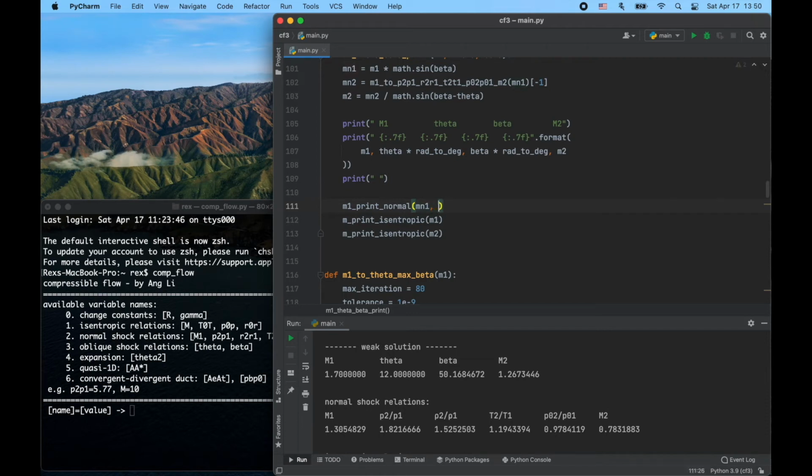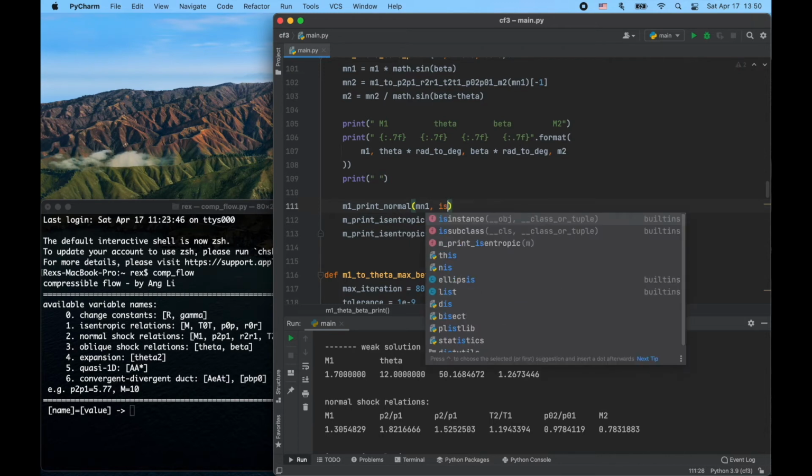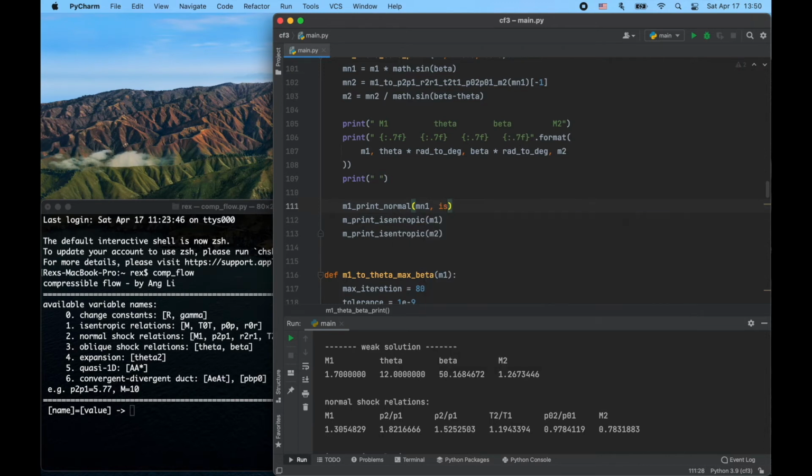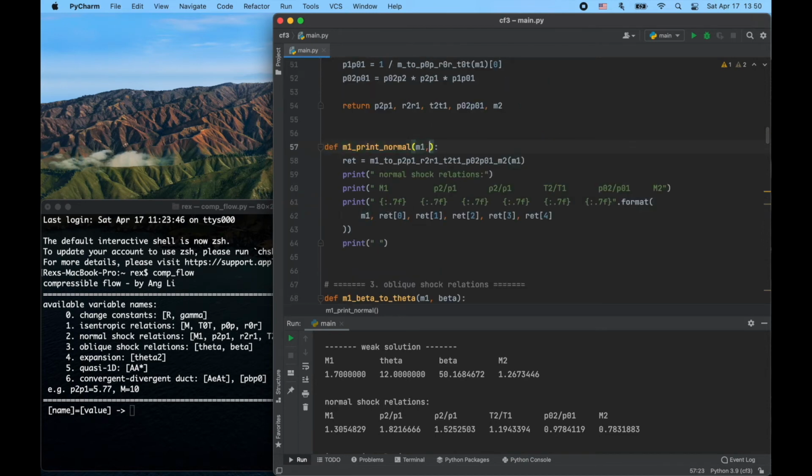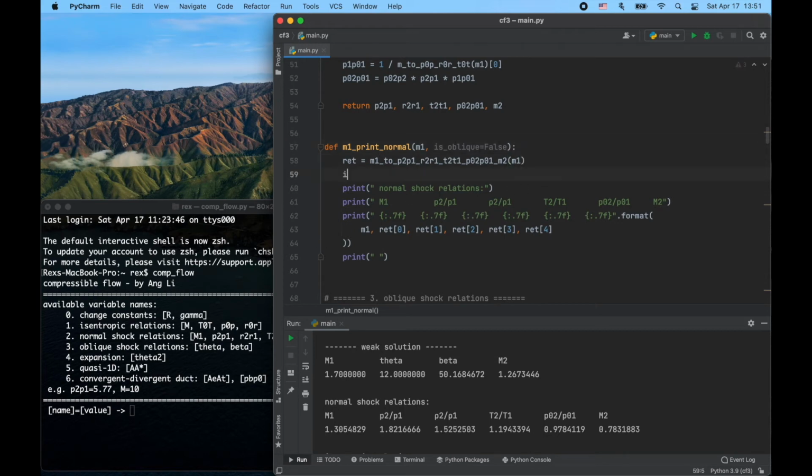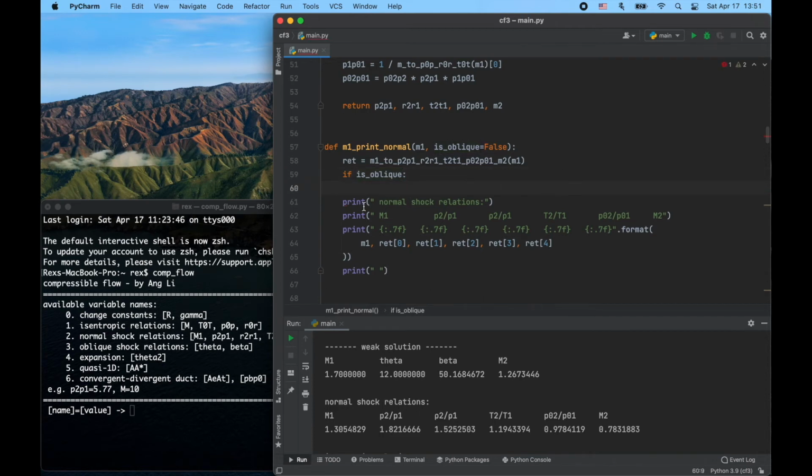I will tell this function that this is actually an oblique shock. So I'll pass another argument, and by default this value would be false. So this won't mess around with our normal shock relations. And if this one is an oblique shock, then I'm not going to print that.